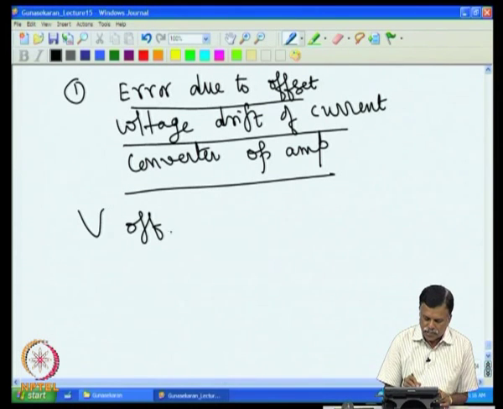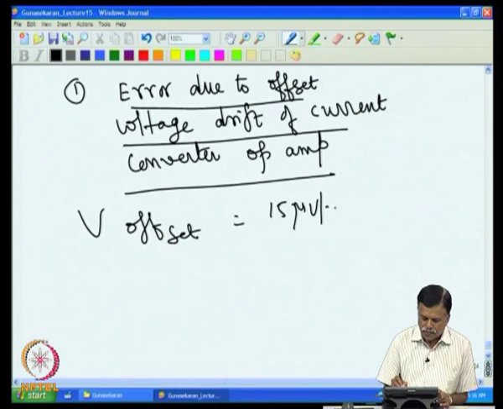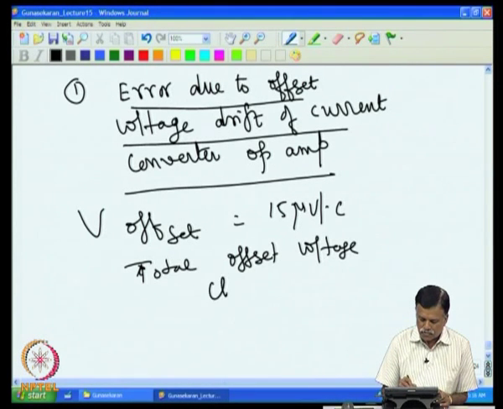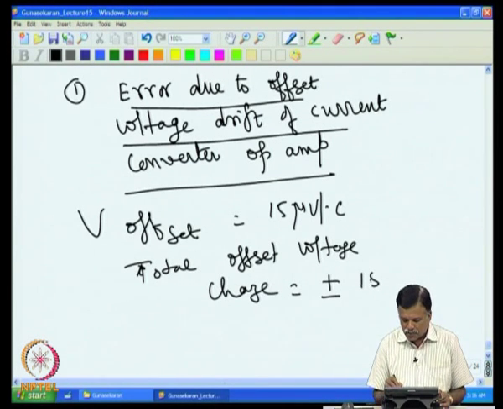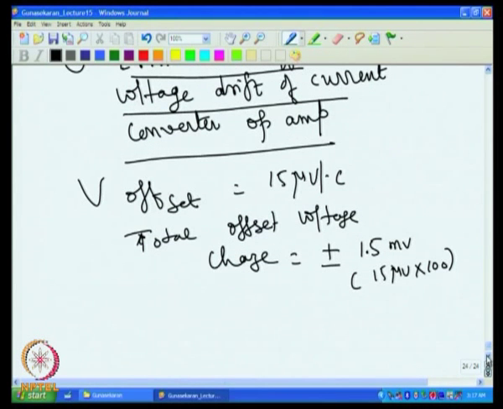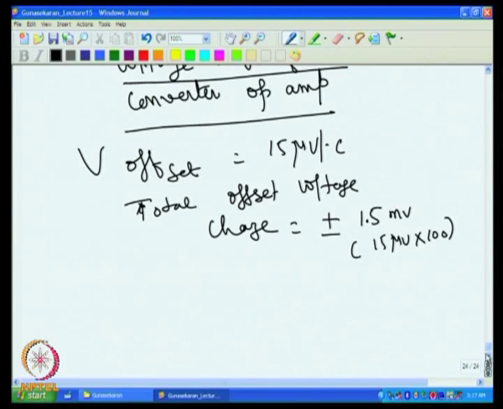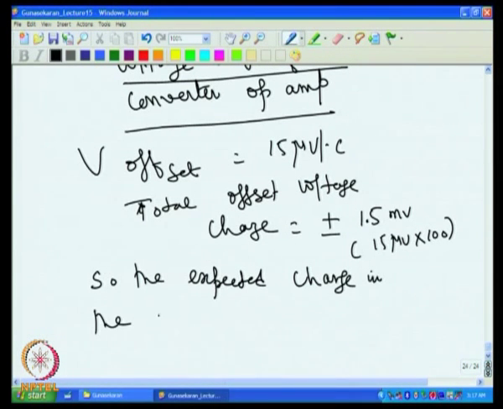Offset voltage drift V offset is equal to 15 microvolt per degree C. So, delta total offset voltage change is equal to plus or minus 1.5 millivolt. This is coming as 15 microvolt into 100, considering 100 degree as the temperature change. That is the change expected. So, offset voltage, so expected change in the non-inverting input is 1.5 millivolt, that is equal to the expected change in the inverting input.